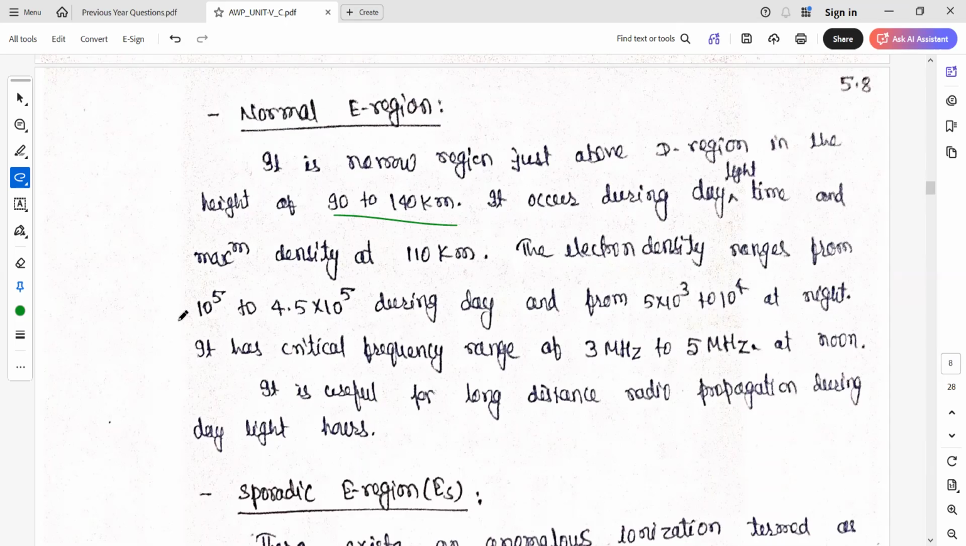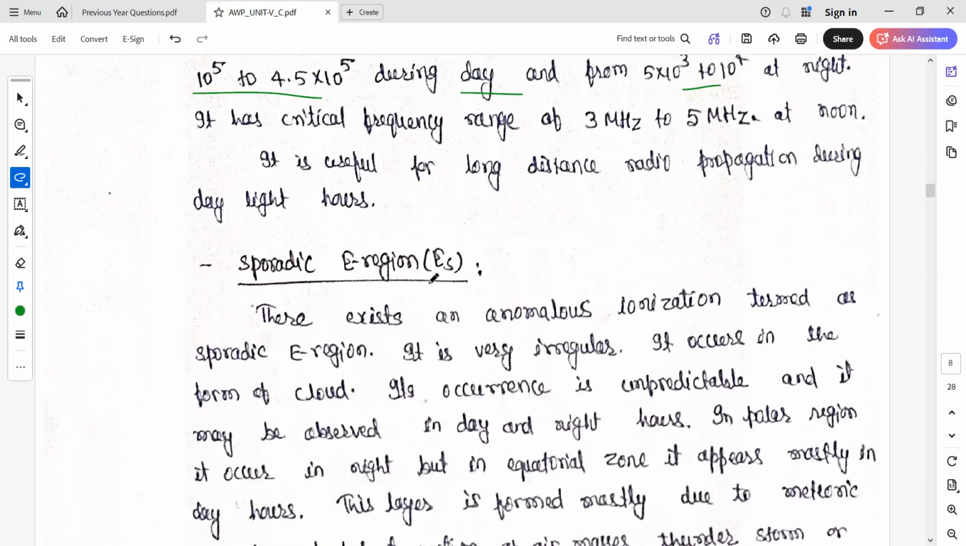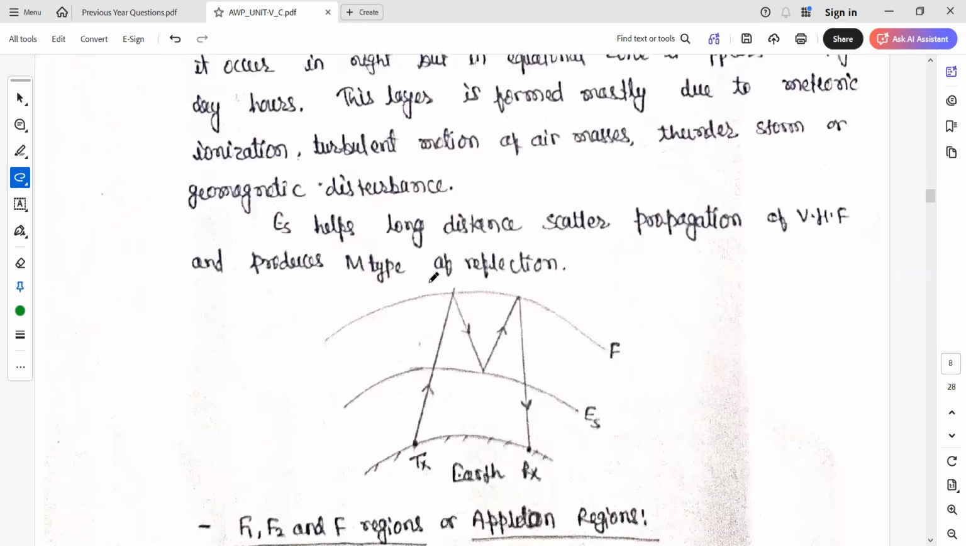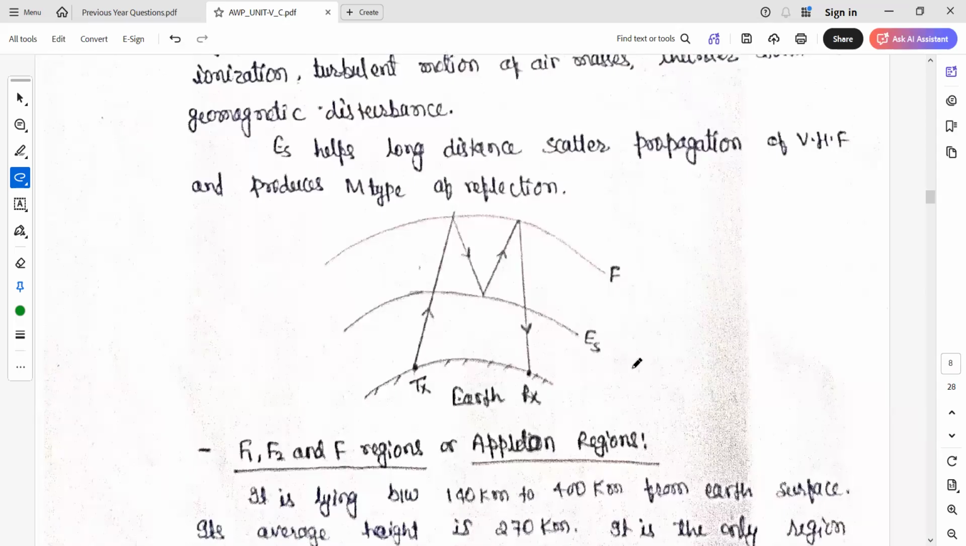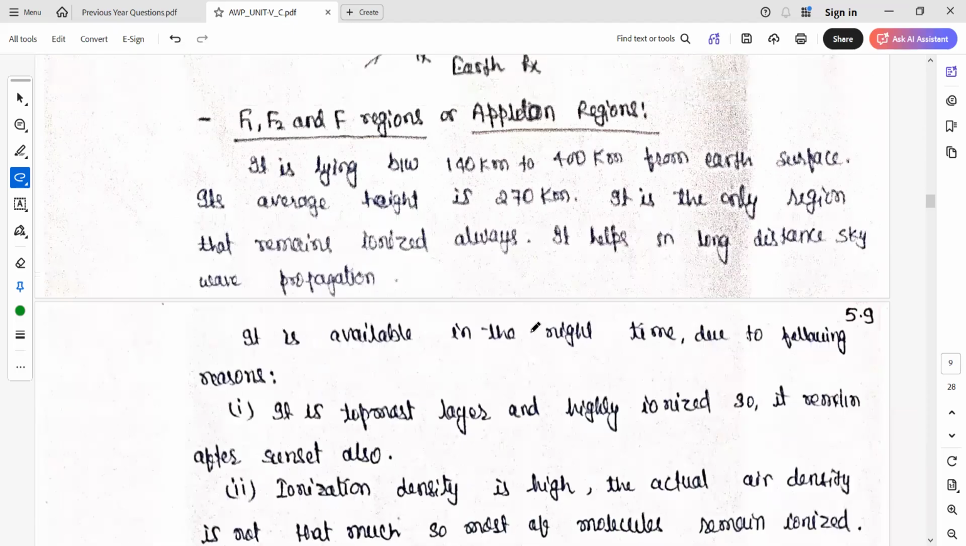And here electron density is 10 to the power 5 to 4.5 × 10 to the power 5, during the daytime, and again at night time it is going to change. Then we have another layer, the Es layer. In case of the Es layer, the wave is reflected back, again reflected from the Es, going back to F and coming back to the receiving antenna. So formation of multiple hops takes place.